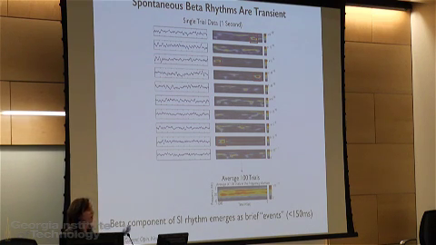They last about 150 milliseconds or less, on average about 120 milliseconds. What I'm showing you here is single trial data. So this is 10 examples of 1 second of pre-stimulus data. And here's the raw waveform, and here's the frequency spectrum. And I've highlighted with these red boxes these beta events. And they're very transient. Again, about 120, less than 150 milliseconds.